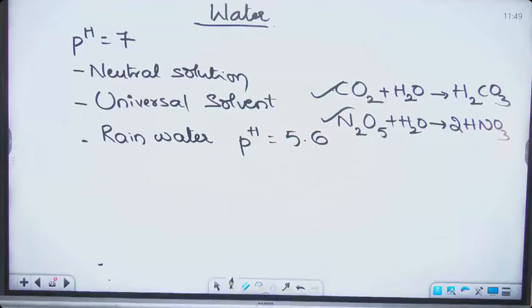Rainwater is acidic because of the oxides of carbon and nitrogen.